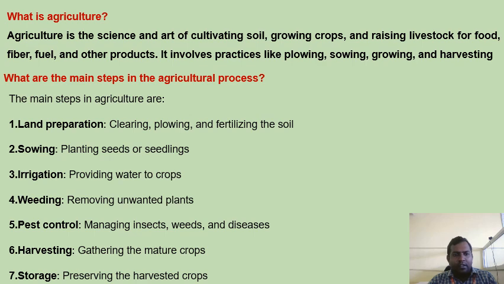Then we have to provide the irrigation program. The third step is the irrigation process, where we have to provide proper irrigation. Each and every crop has different irrigation requirements, and based on the requirements, we have to provide the irrigation facility to the crops.